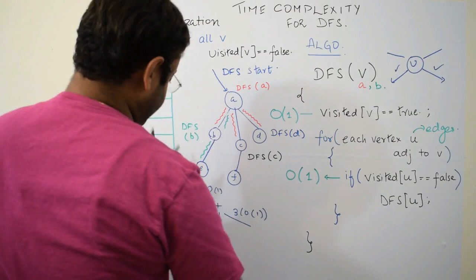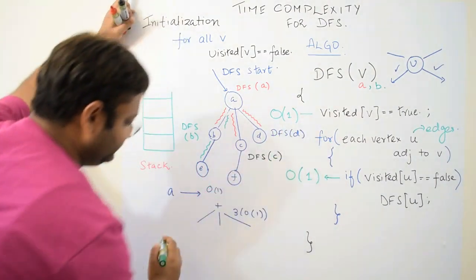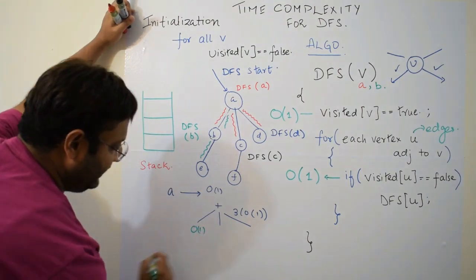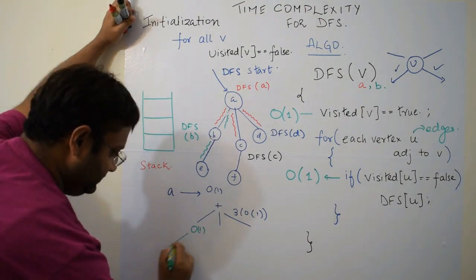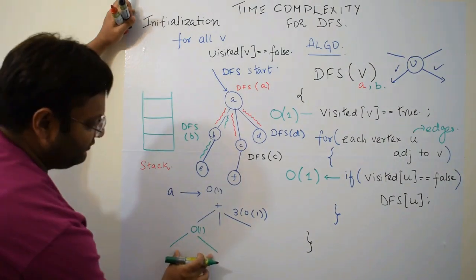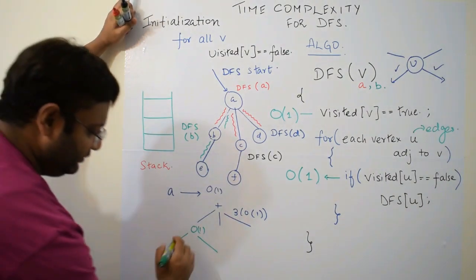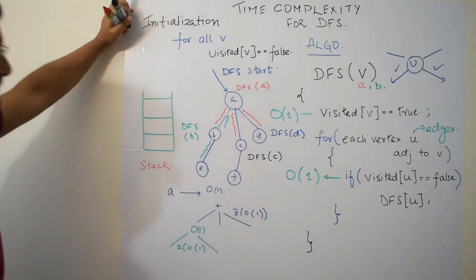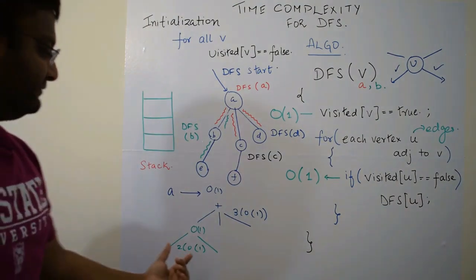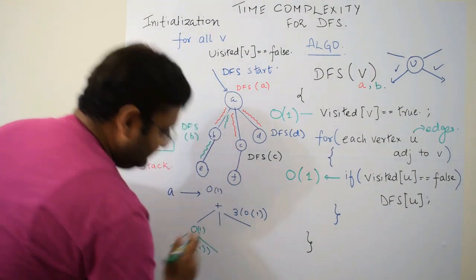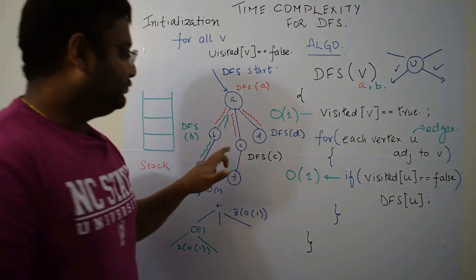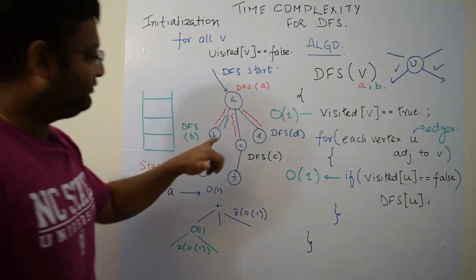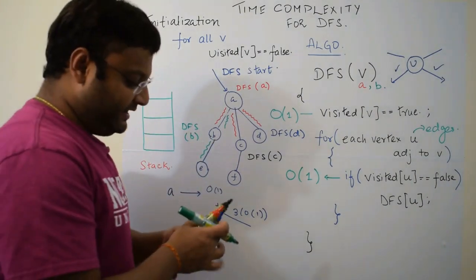Now for B, how many for loops? So for B, 1 constant amount of work will be done, and the for loop will iterate the number of edges, 2 times, correct? And each iteration takes O(1) time. So this much time will be taken, correct? And now come to C. Now from B you will go to E. E, how many times will it be called?